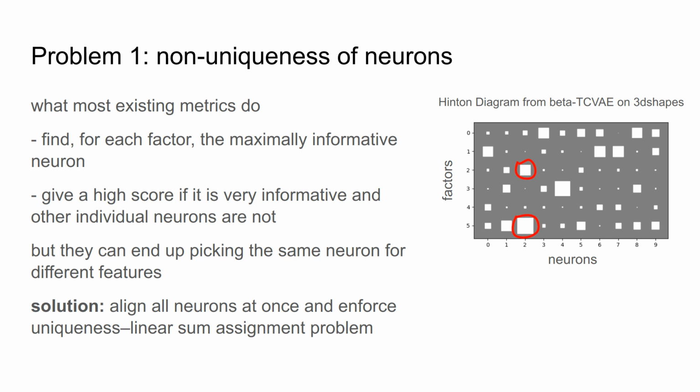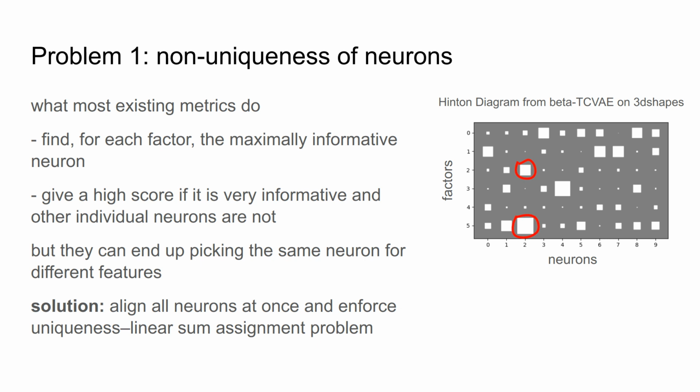The size of the square in the ijth position is the mutual information between factor i and neuron j. What existing metrics basically do is take the largest square in each row and make that the assignment. So the largest square in each row is the neuron that is assigned to that factor. Say in the very top row, the row for factor 0, the largest square is in position 3, so they assign neuron 3 to factor 0.